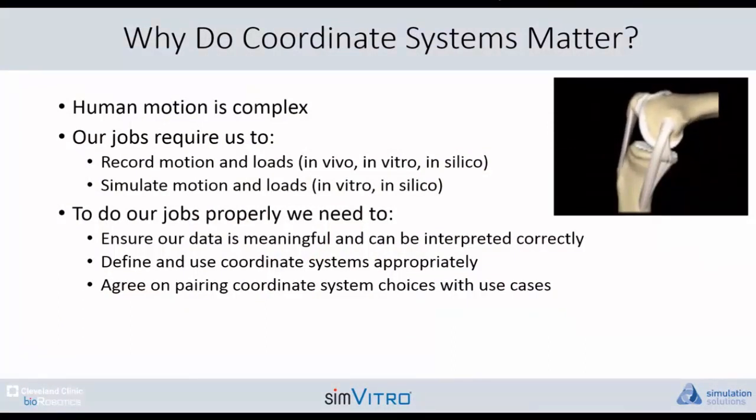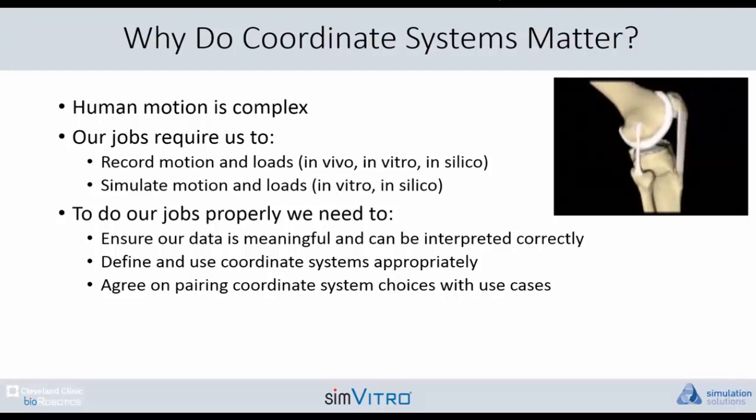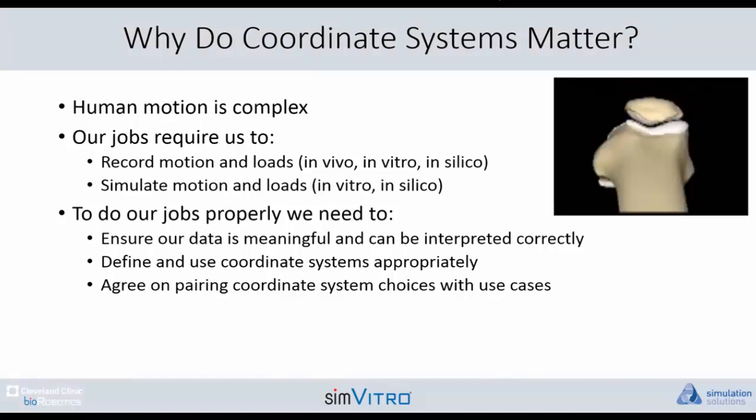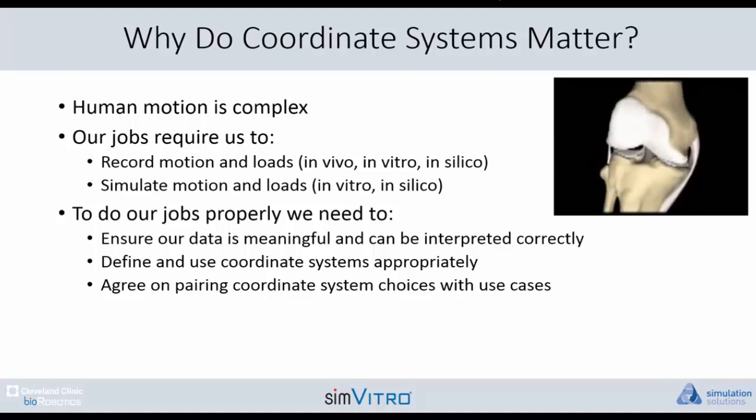Our job requires us to record motion and loads, and that could be in vivo, in vitro, or in silico. And there's a key distinction here: some of us also have to simulate motions and loads, and that's a bit different than simply recording it. So in that process, we need to make sure our data is meaningful, can be interpreted correctly, and we define and use these coordinate systems appropriately. One of the key things here is when we have certain coordinate systems to be used in certain applications for certain joints, we need to agree upon that as a scientific community so that when I publish a paper and I have numbers and curves in there, those can be correlated in a way that you can interpret that data and we can build the science from there.